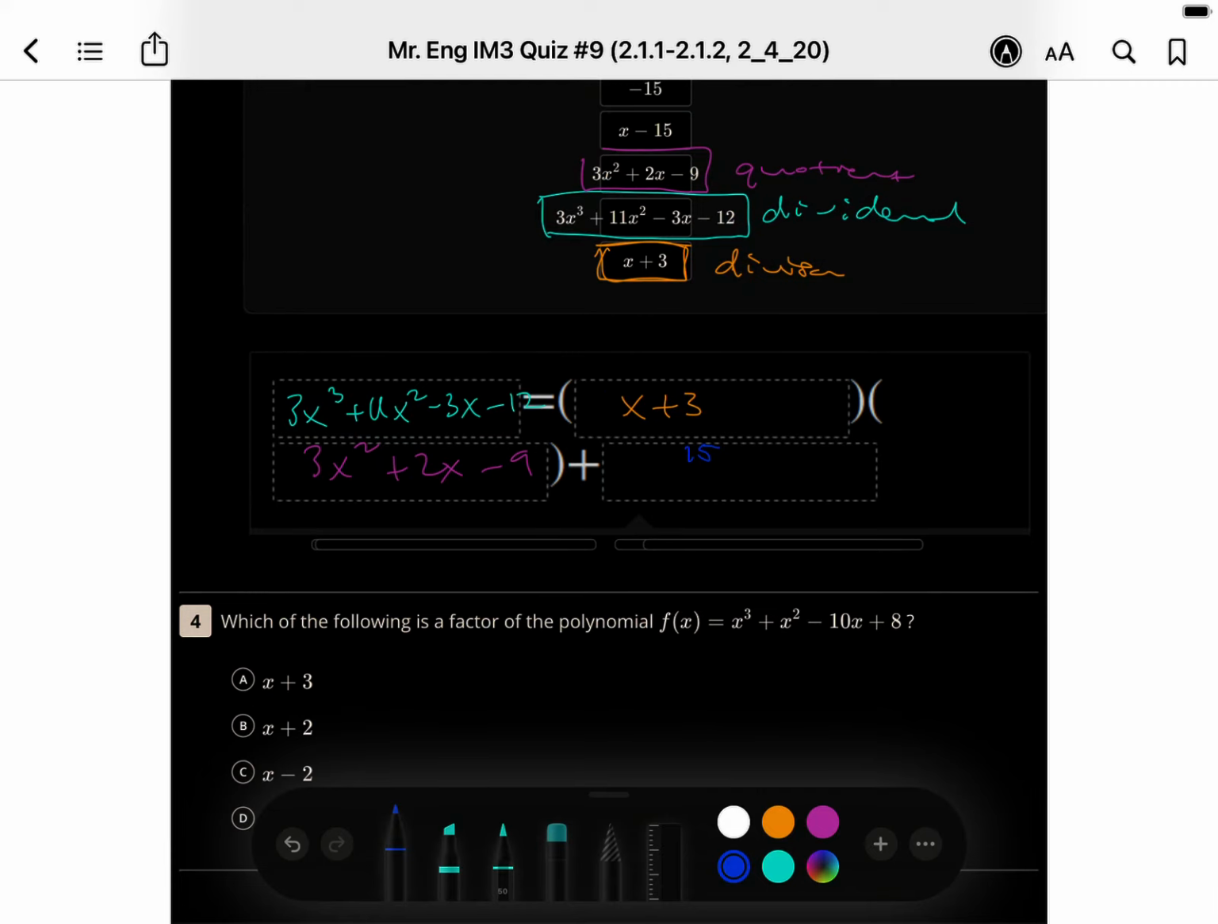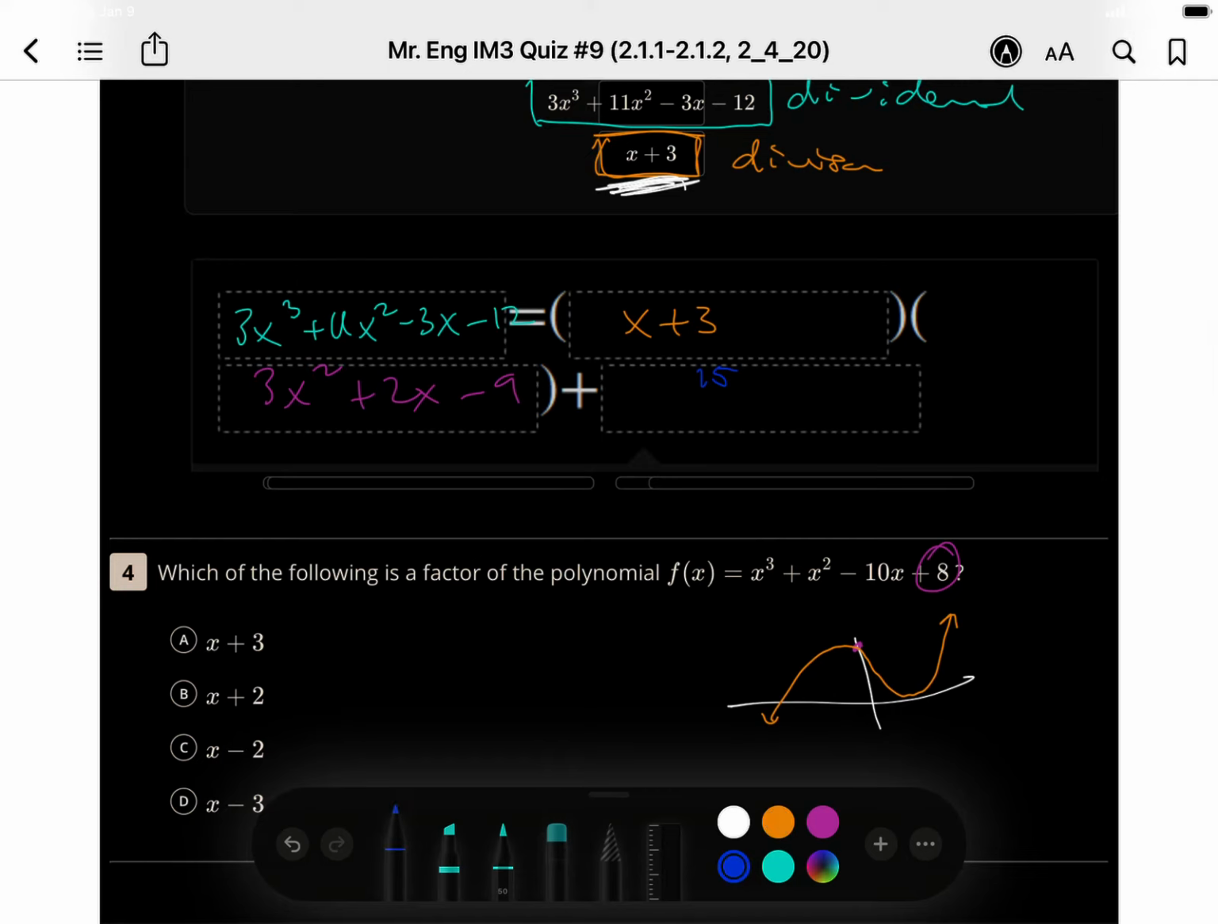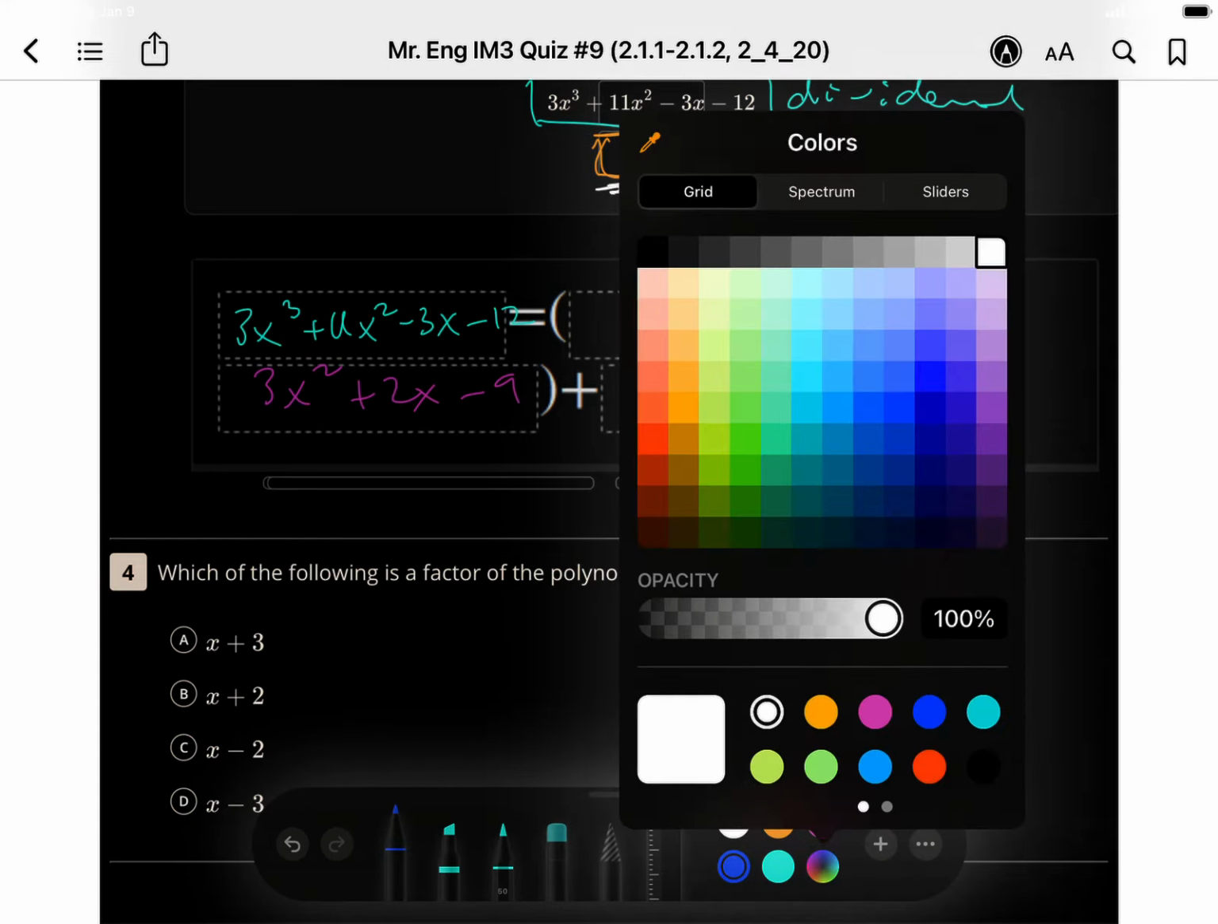All right, question number 4. Which of the following is a factor of the polynomial? Okay, here's the tricky part. In the previous problem, they would usually give you a divisor, something to start with. In this polynomial, let's just draw a quick sketch, it's cubic, so something might look like this. We don't know, right? But what I'm trying to say is they didn't give us a starting point. Okay, so the question is, which one of these is a factor?